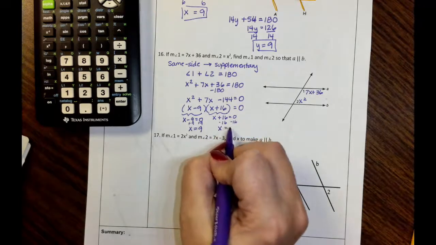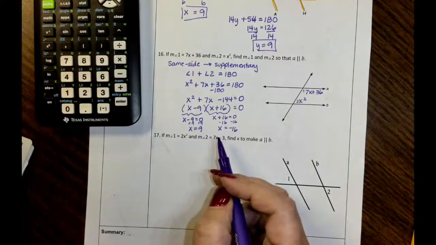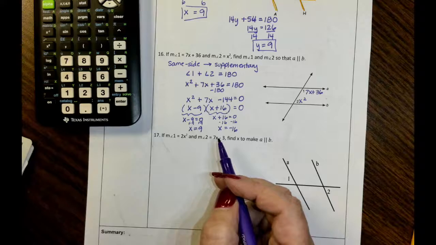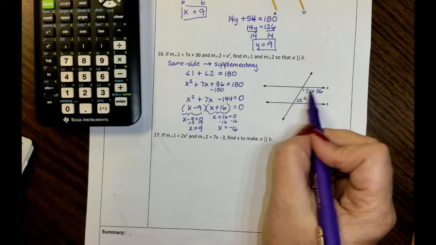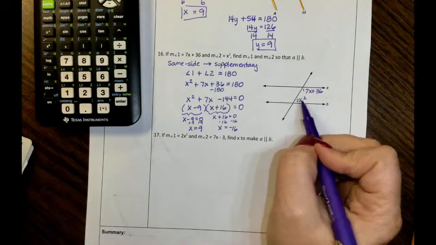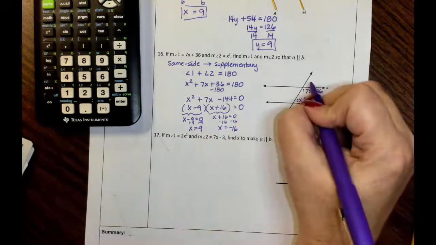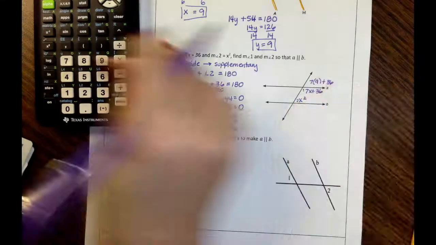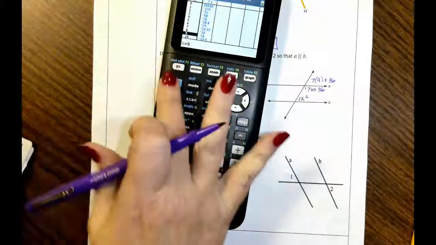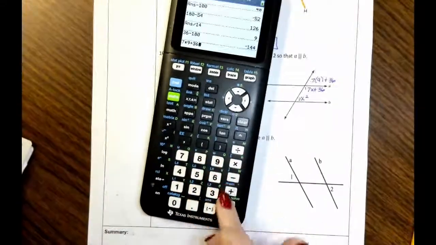Now in an algebra world, that would have been fine. You would have kept both answers. But this is geometry, and we need to make sure that these angles work. Now I'm going to go back up here, and I'm going to start here. I stay away from the x squareds if at all possible. So if x is 9, then this would be 7 times 9 plus 36. We just substitute that in, and we get that this angle is 99.